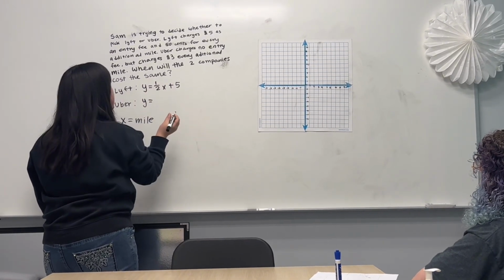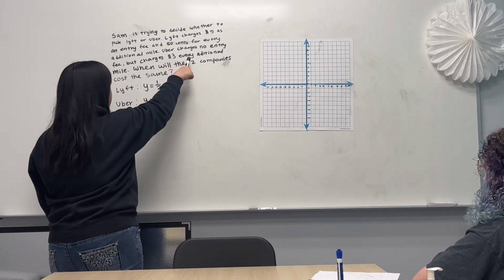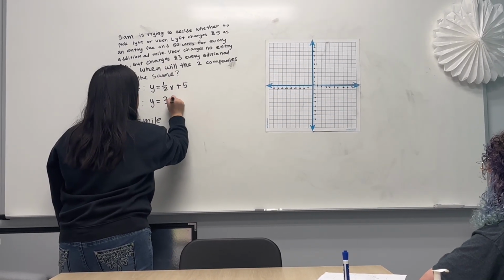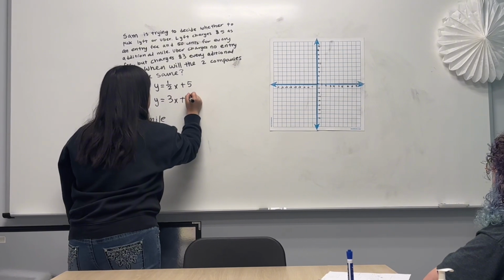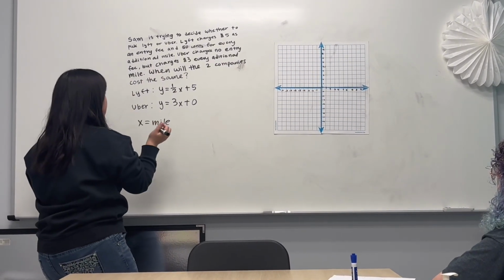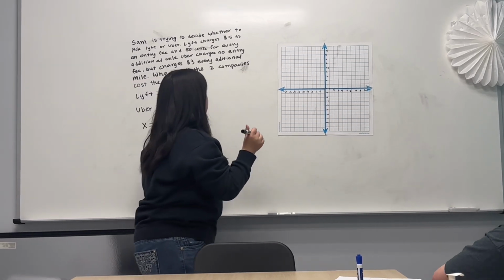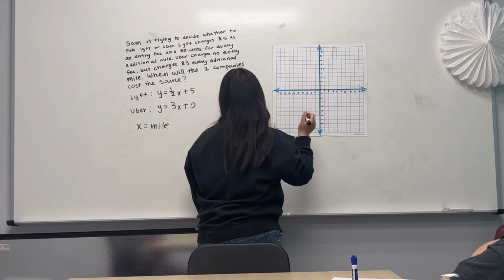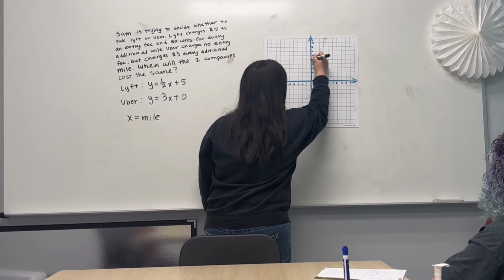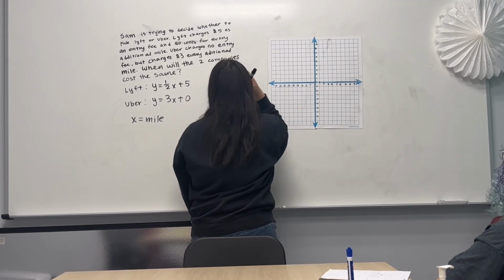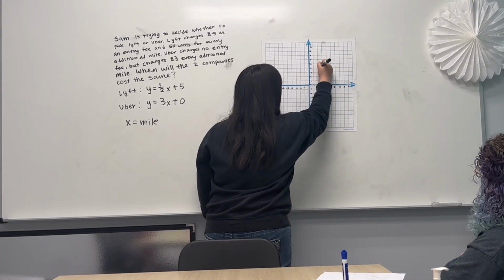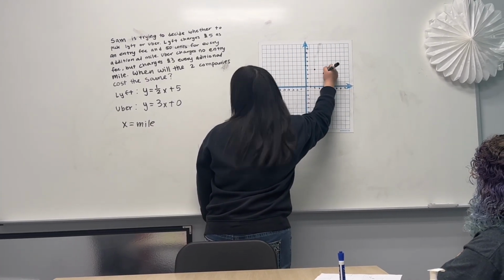For Uber, we can see that they charge $3 every mile, so it's 3x, and then plus 0 because there's no entry fee. And then I'll start graphing. We'll start at 5 because it's the y-intercept, and then we're going to graph the 1/2.